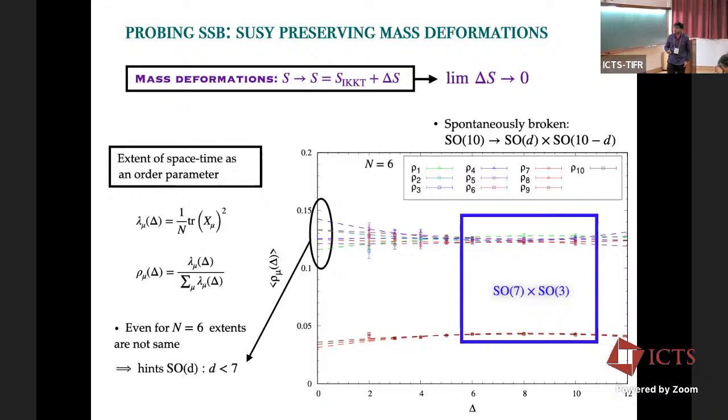This is the delta equal to 0 limit. For a finite n value, we take the delta going to 0 limit, and as discussed earlier, for finite delta values we do have this explicit SO(7) cross SO(3) symmetry breaking. But as we take delta going to 0, this symmetry breaking is retained. So this hints towards spontaneous symmetry breaking from SO(10) to SO(7) or even smaller, because above this cluster of SO(7) extents, it is further breaking down into different values. But again, we would need to consider some large n extrapolations before commenting on the nature of the symmetric vacuum.